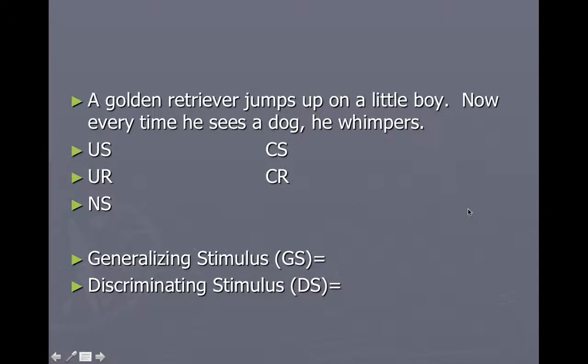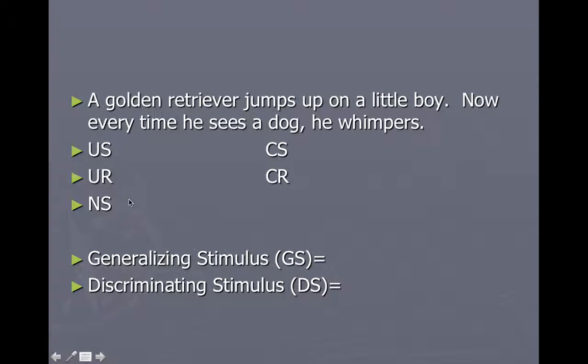All right, let's use this example to identify the different concepts. Here you have a golden retriever jumping up on a little boy. Now every time he simply sees a dog, he whimpers. So see if you can figure out, what is the unconditioned stimulus? What is the stimulus that naturally produces a response without any prior training? Hopefully, you would identify the golden retriever jumping on the boy. That would naturally make a little boy fearful.